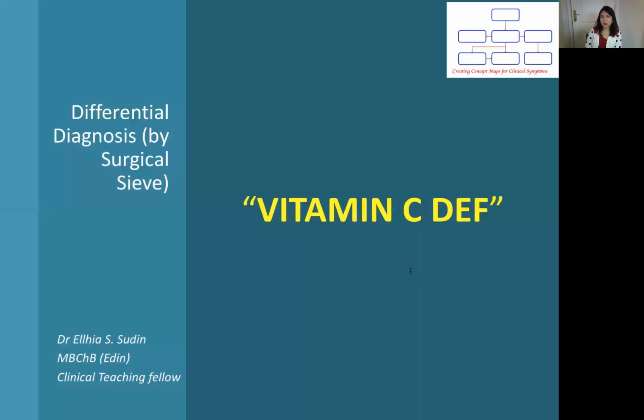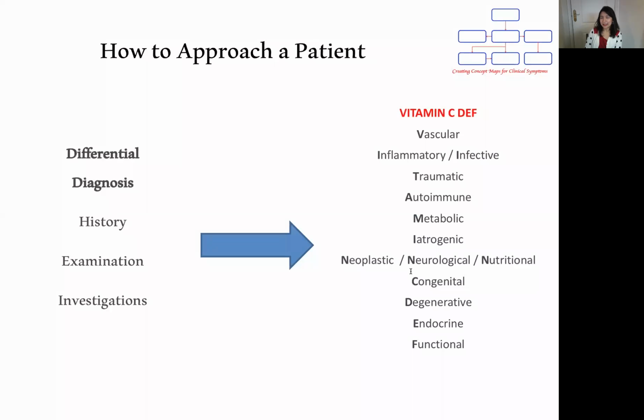My colleague Dr. Sudin contributed to this concept map for our program. She also gave another example of listing differential diagnosis by using the surgical filter: Vitamin C, D, E, F, vascular cause, inflammatory, infected, traumatic, autoimmune, metabolic, iatrogenic, neoplastic, neurological, nutritional, congenital, degenerative, endocrine.